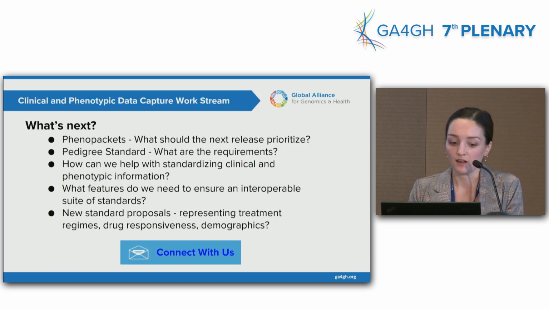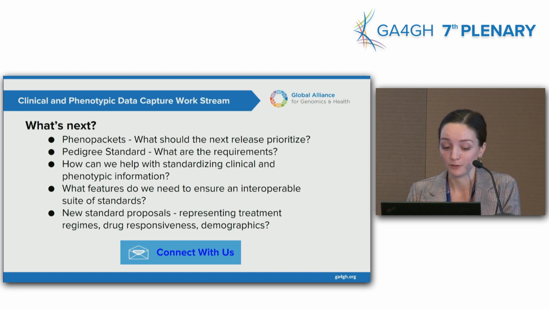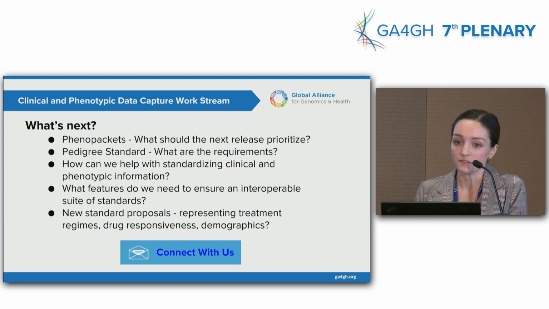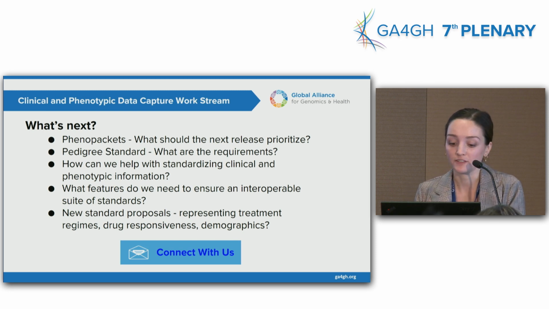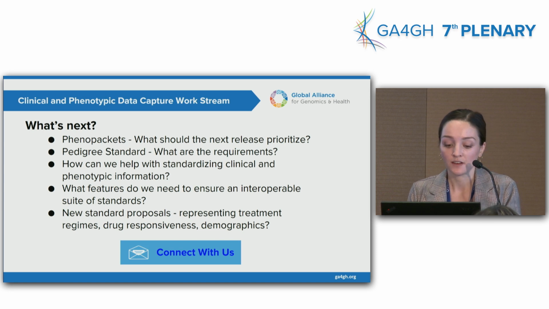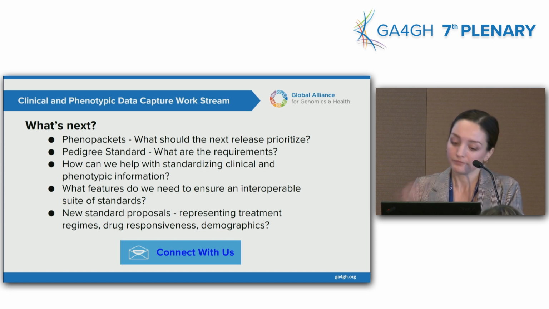So what else is next? For Phenopackets and the Pedigree Standard, there is definitely ongoing work. For Phenopackets, we're looking at what our next release should prioritize, what we need in V2 that might not be in V1. For the Pedigree Standard, again, we're looking at a lot of stakeholder engagement: what are the requirements, and what sort of things do we need to represent? Then there are a couple of other questions that we're really starting to explore. How can we help with standardizing clinical and phenotypic information? What features do we need within our standards to ensure that we have an interoperable suite of standards? And from discussions yesterday and previous meetings, we're starting to look at other questions, like how can we represent treatment regimes, drug responsiveness, or demographic information?